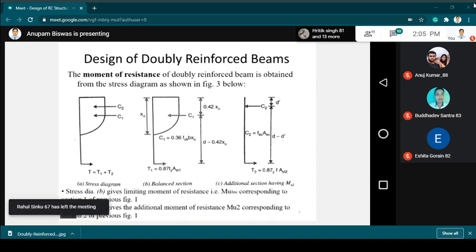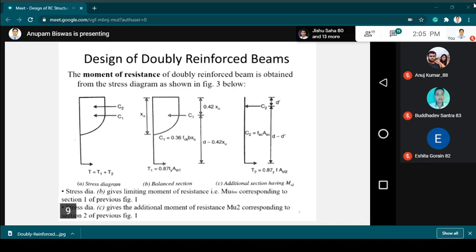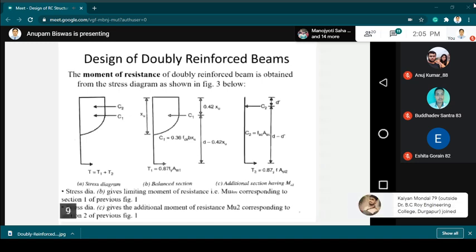effective, so that is D dash, and the distance from bottom, meaning the lever arm distance, is actually for C2 and T2 is D minus D dash. Okay.